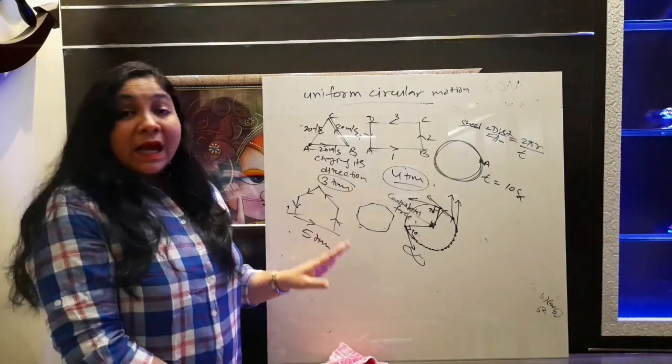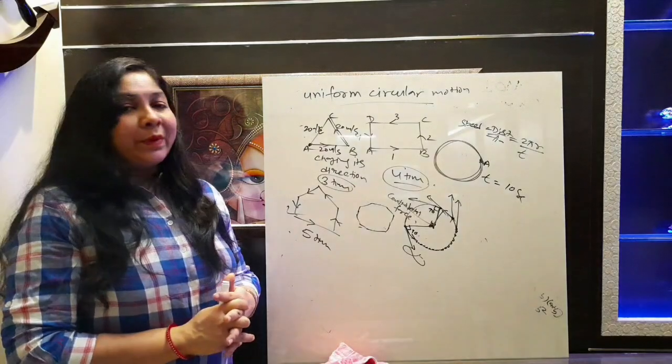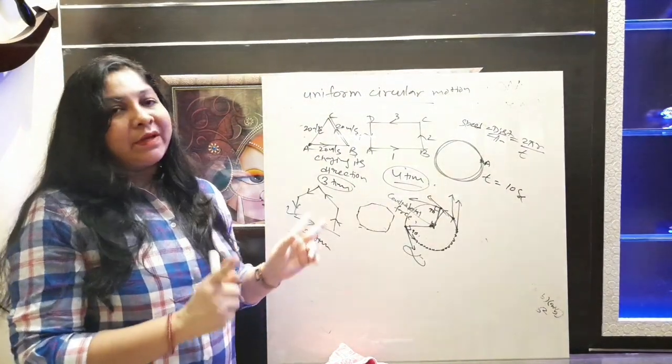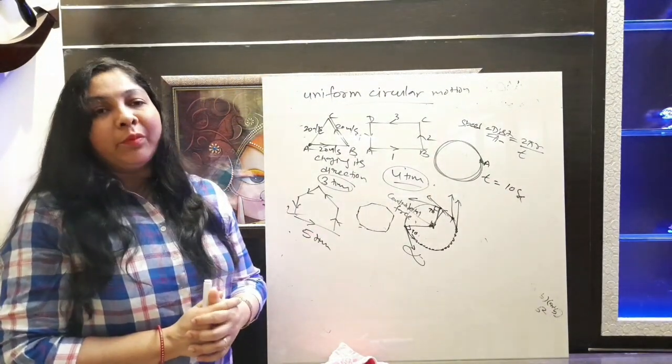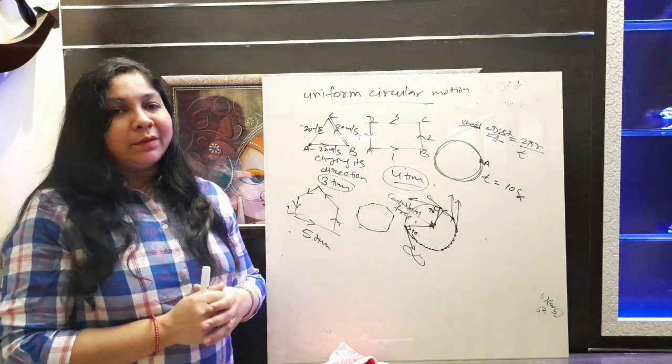So this was the last topic of this chapter. Now our chapter Motion is over. You need to practice the graphical representation of equations. That is very important. You just solve it again and again. It will become much simpler.